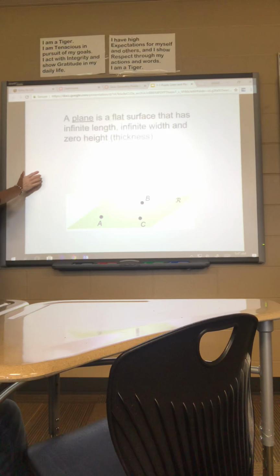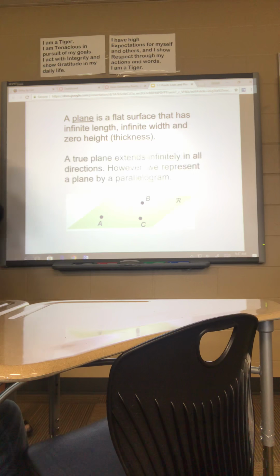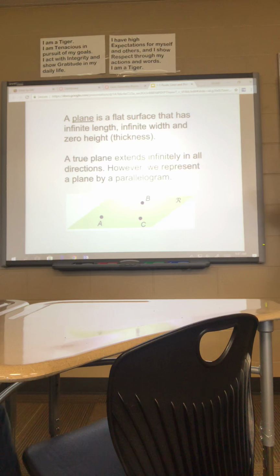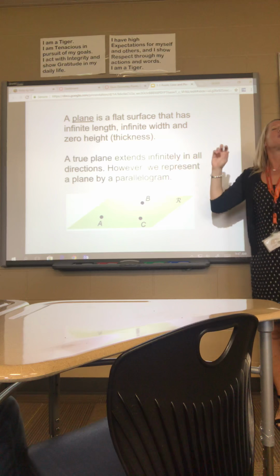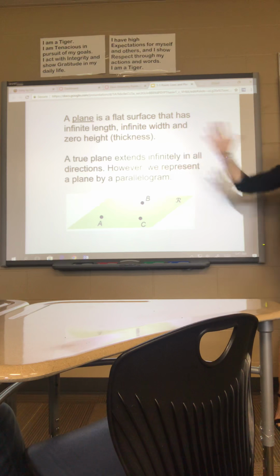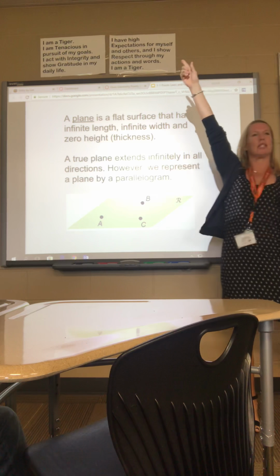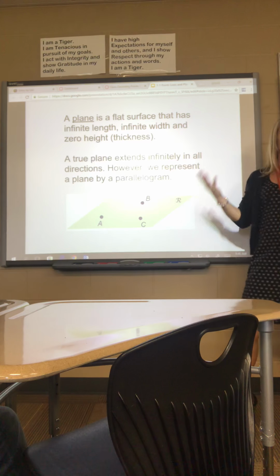Okay, let's talk about a plane. A plane is a flat surface, has infinite length, width, and height, no thickness, so you can't really see a true plane. But we use parallelograms or rectangles or squares to say it's a plane, but a true plane goes on forever and ever in all directions. I might use the ceiling, the floor, or the wall to represent a plane.